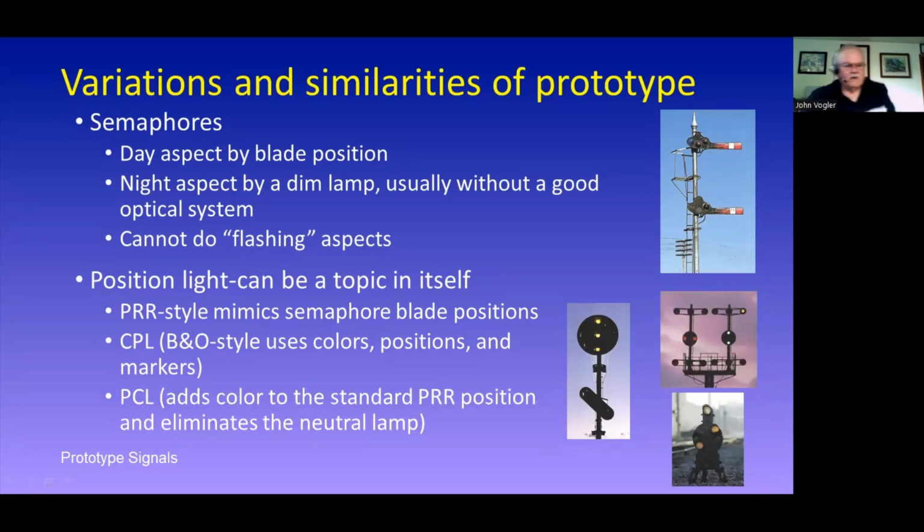And then you have the position color lights, which is what Amtrak is using today on the corridor. That adds color to the standard PRR position light, and it eliminates the neutral lamp. So in the case of the clear, what you would see would be two vertical green lights, the top and bottom green lights of the position light, and there would be no neutral, yellow neutral light.